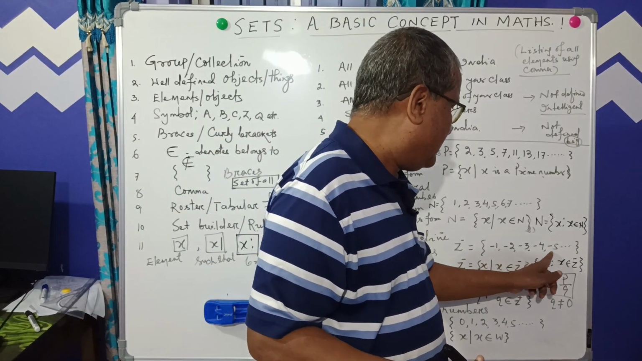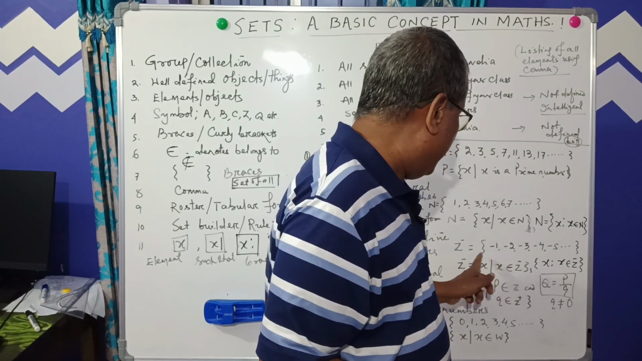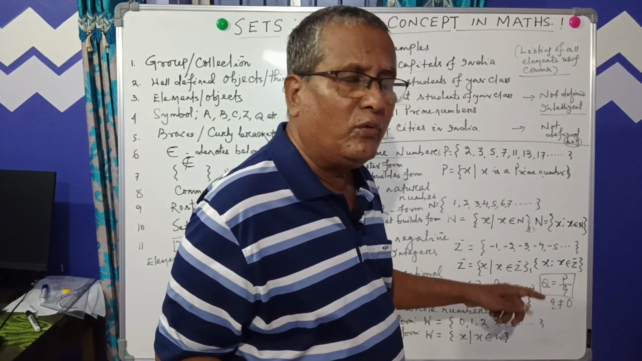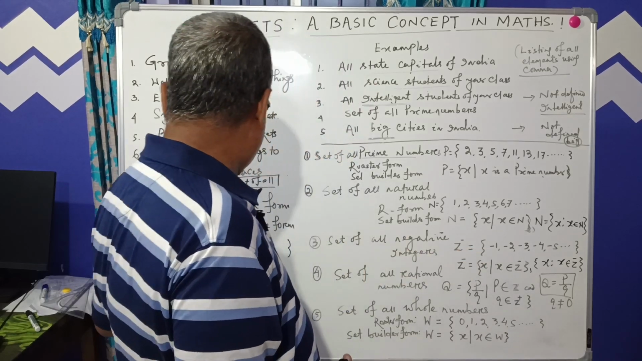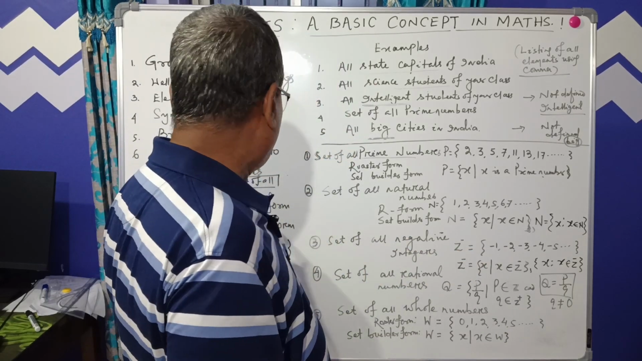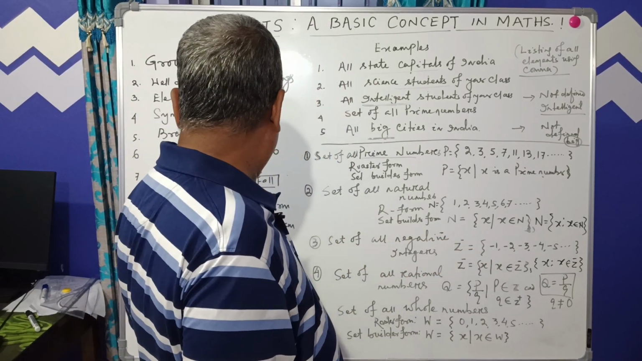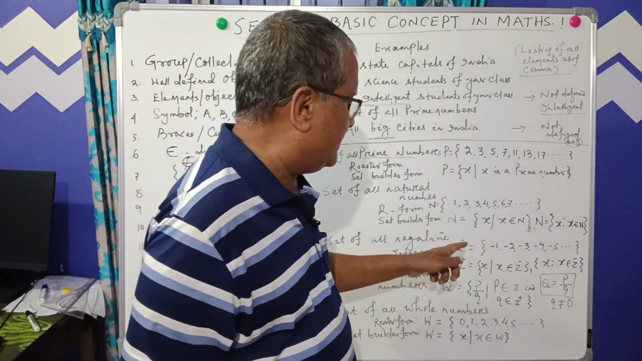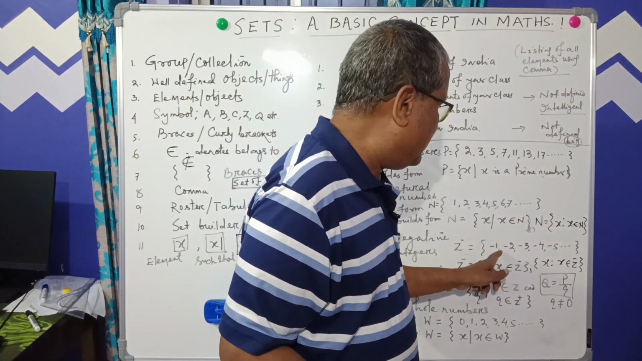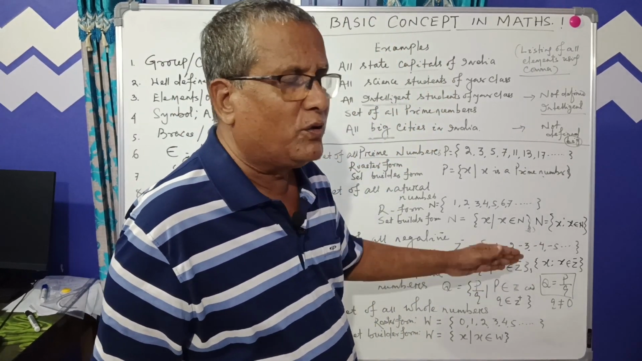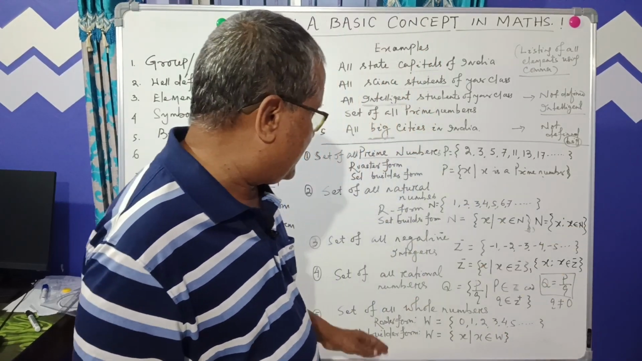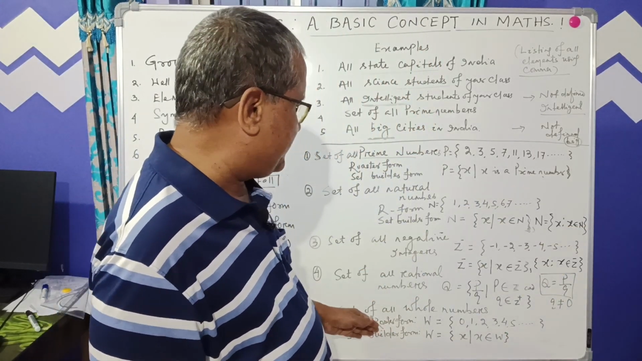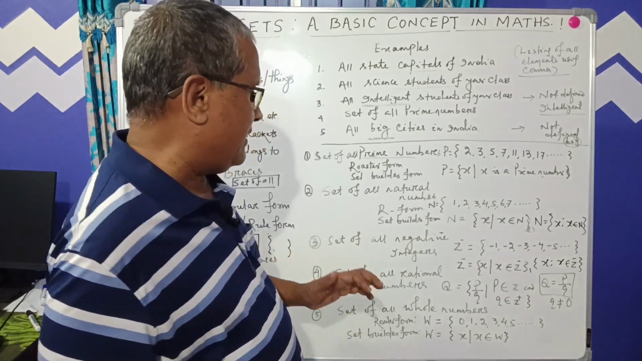So you see, this is the Z set. We have expressed it using the roster method, or tabular method, listing all elements using commas. But we cannot write it that way because it is endless. So we have to follow the rule method, or the set builder method.